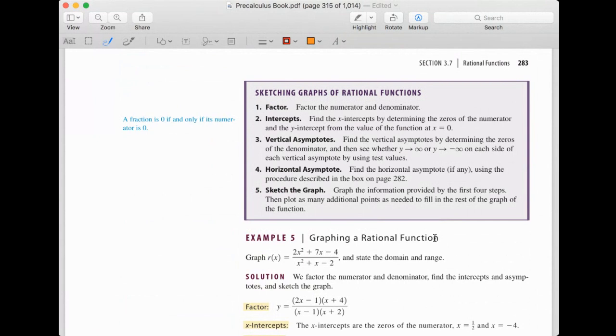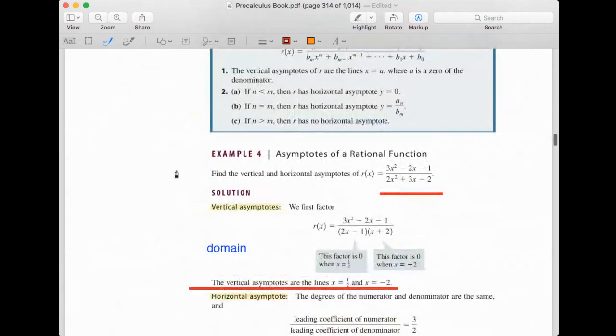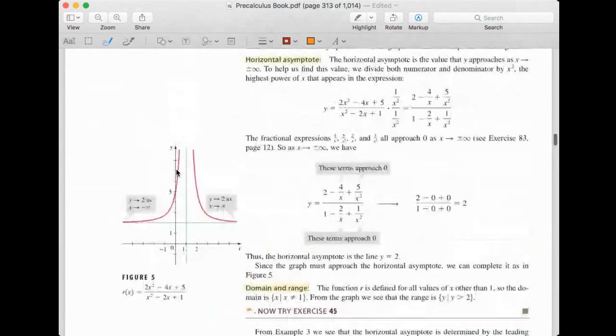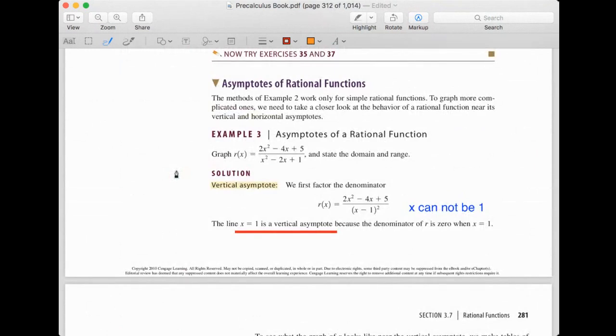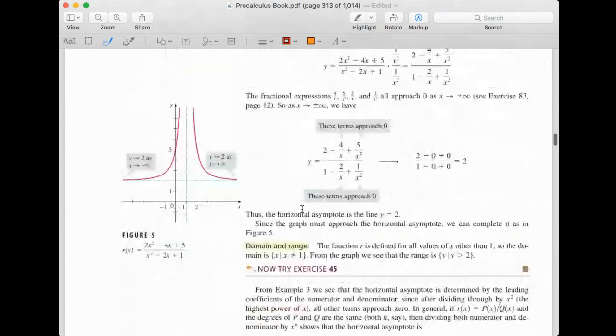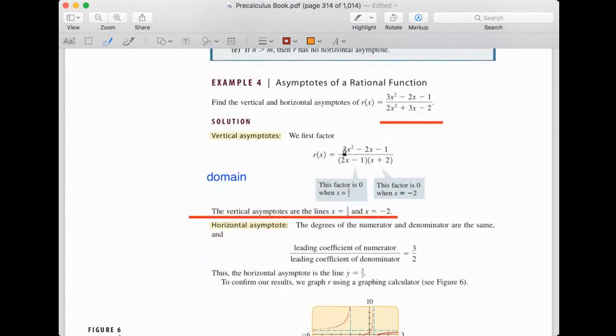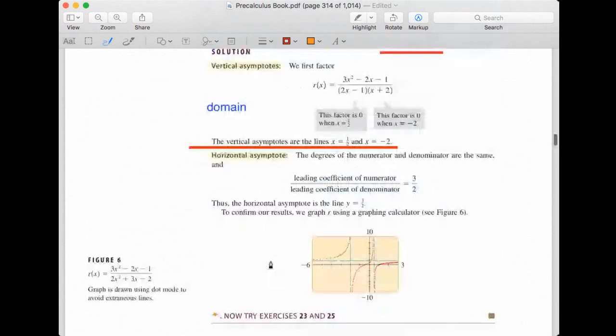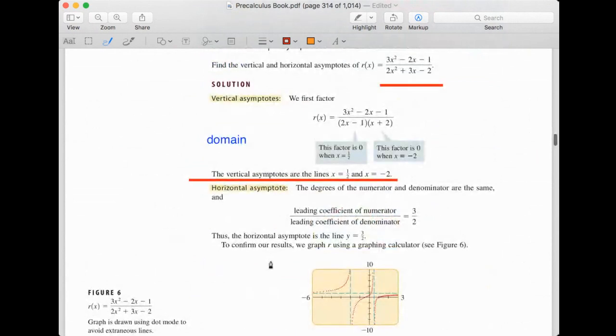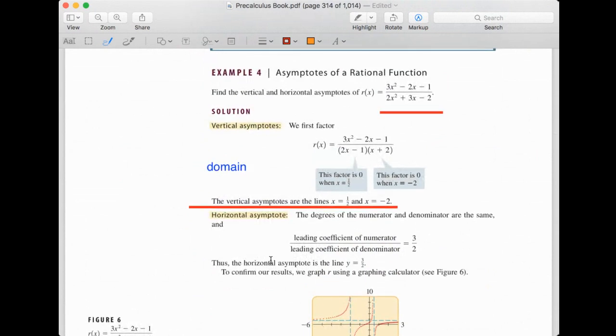Okay, let's see how we graph a rational function. We want to factor the numerator and factor the denominator. This numerator cannot be factored. Some polynomials cannot be factored, but some of them can. Let's say this one, 3x squared minus 2x minus 1, can be factored. Finding the vertical asymptote is to find the domain.